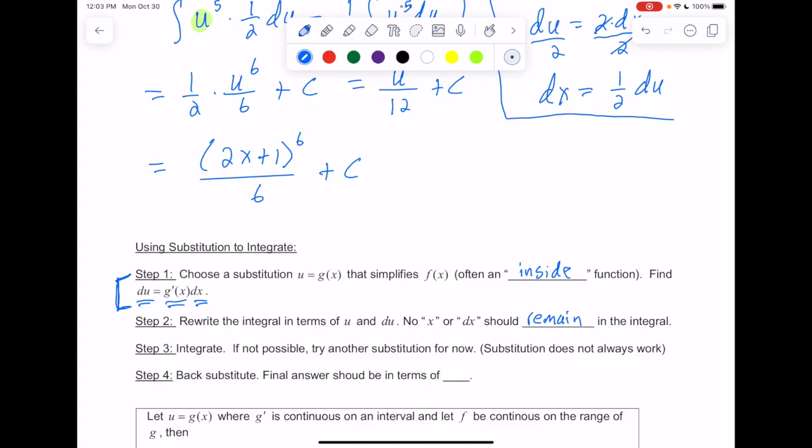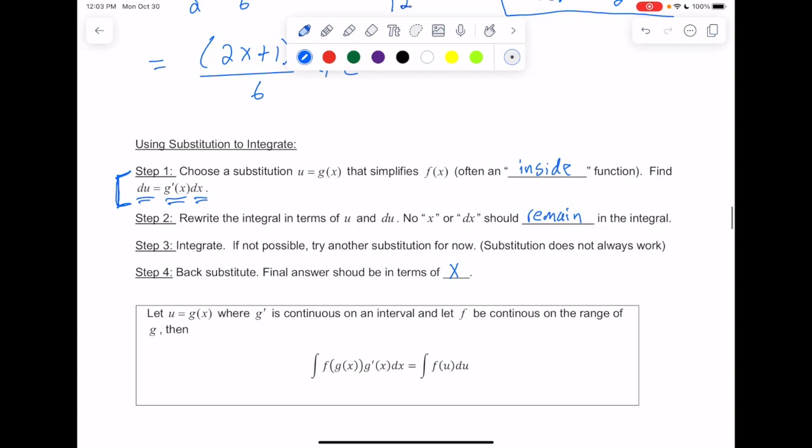And then the final step is to back substitute. You're going to have an answer in step 3 that's in terms of u, even though the original question was in terms of x, so your final answer should be in terms of x. And of course, we mean the final answer should be in terms of whatever the original variable was. It might have been a t or a y or whatever, but you need to get back to your original variable.